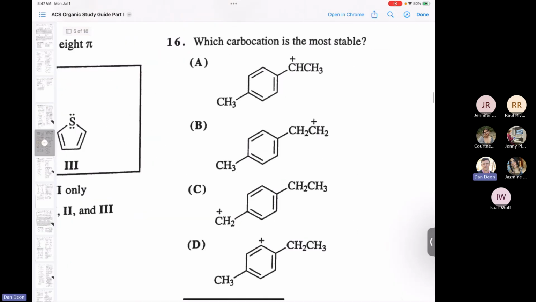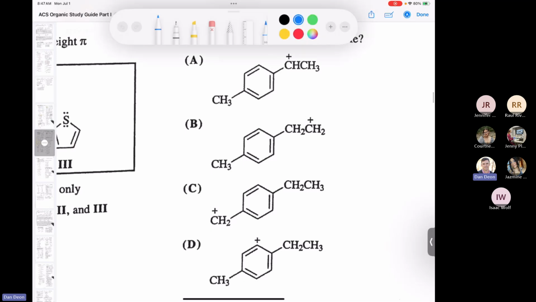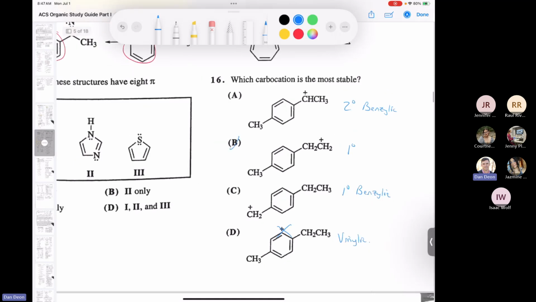Okay. Let's go back. So let's try it again. This one is secondary benzylic. This one here is just plain old primary. So you're right, that is unstable. But this one here is primary, but it's benzylic. Okay. But even worse than primary is vinylic. Vinylic is the worst of all of them. It's even worse than primary.